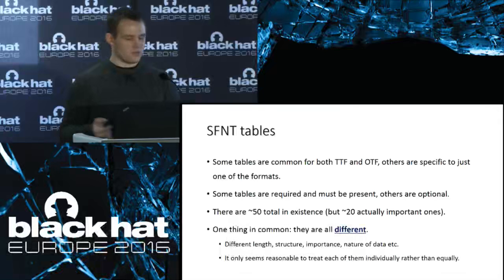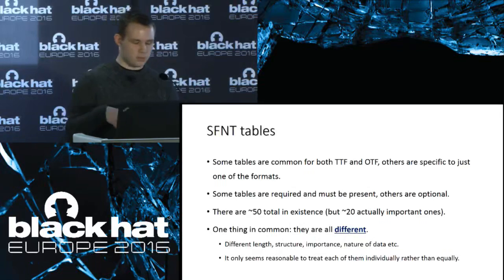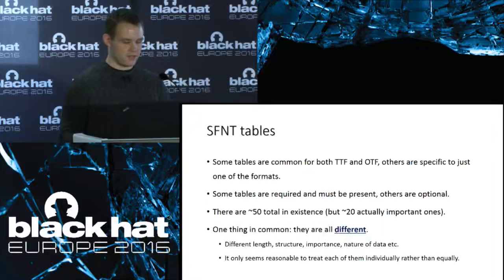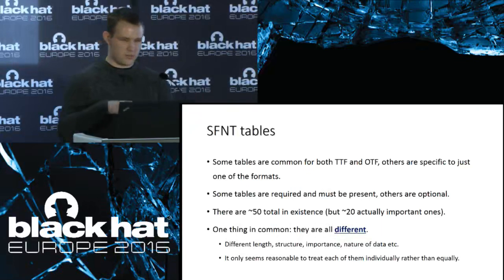So there are a total of about 50 tables in existence, but only 20 or so are actually important. And one thing they have in common is that they all are different. They have a different length, different structure, different kind of importance for the operating system and the parser and stuff like that. So it only seems reasonable to treat each of them individually instead of fuzzing the file as a whole.